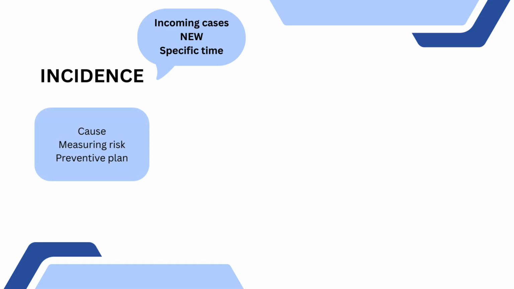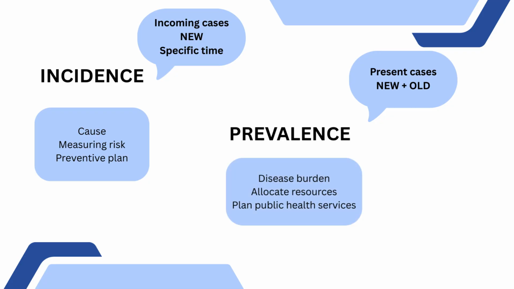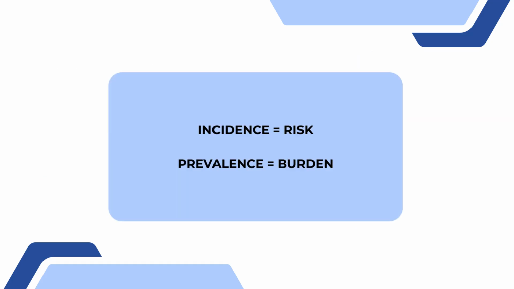A quick recall for you is that incidence is incoming cases. That means the new cases, and it's always bound with time. It's used to understand what is the cause of a disease. We are measuring the risks here, and we develop a preventive plan. With prevalence, it's the present cases. That means the new and the old cases, or the existing cases. We use prevalence to understand the disease burden. So based on that, we allocate the resources and plan public health services. Even shorter would be incidence equals risk and prevalence equals load or the burden of the disease.